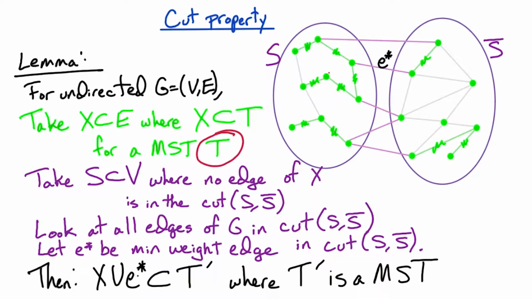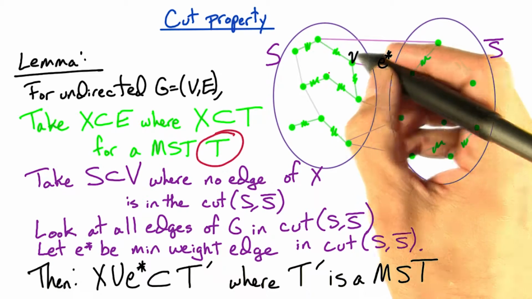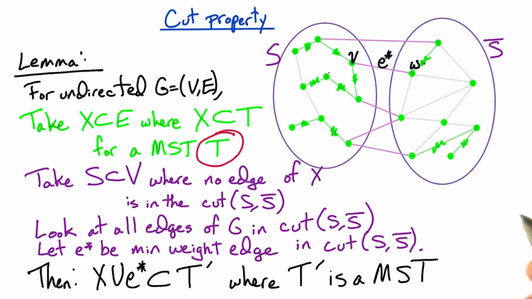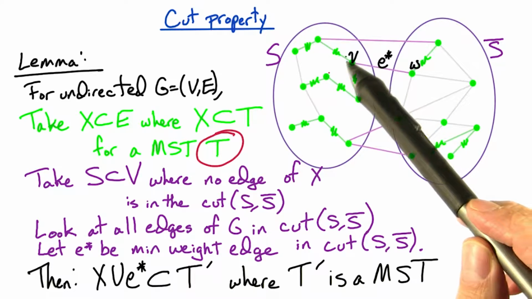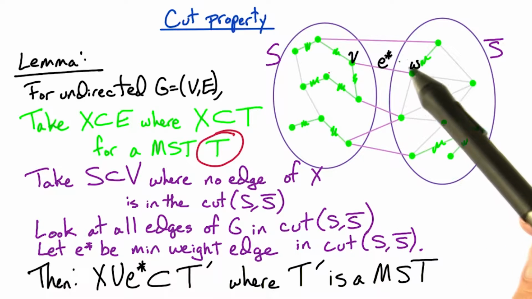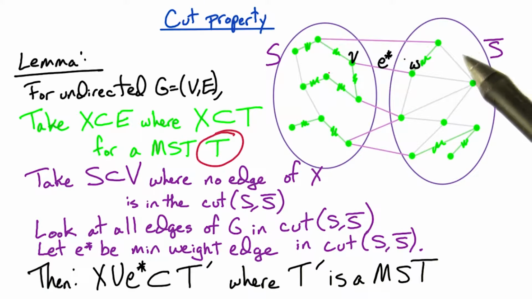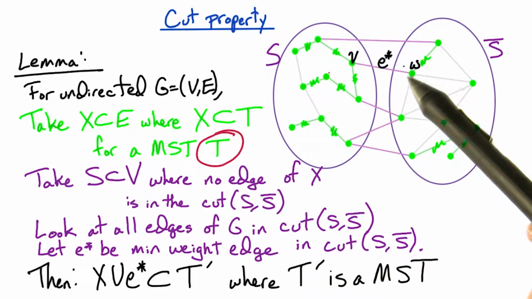Now, how did this apply for Kruskal's algorithm? For Kruskal's algorithm, we said this edge E star was between vertices V and W. We added this edge E star if the component containing V, one of the endpoints, was not the same as the component containing W. So V and W were not connected in the current subgraph.